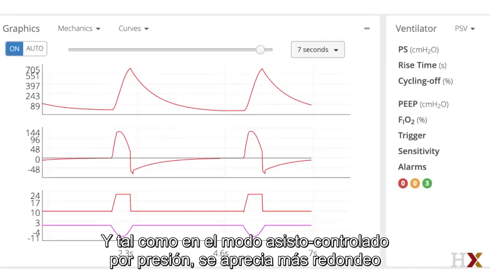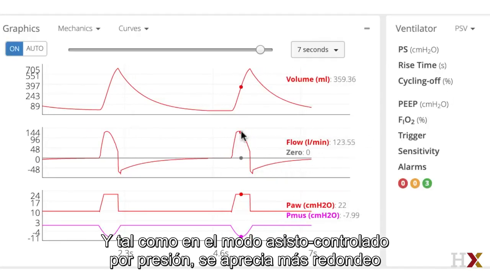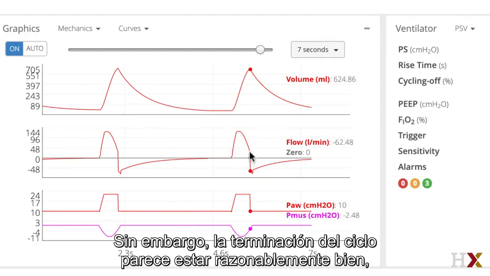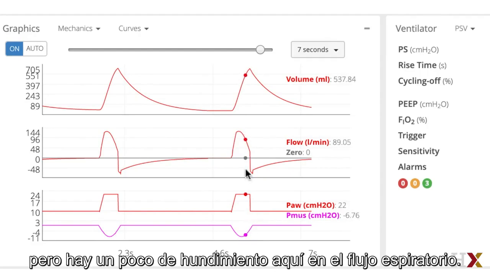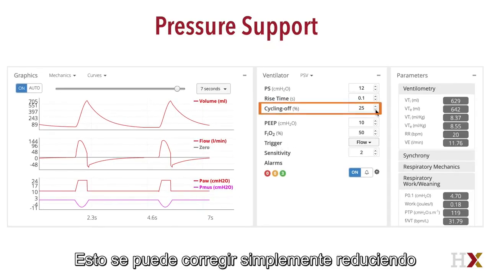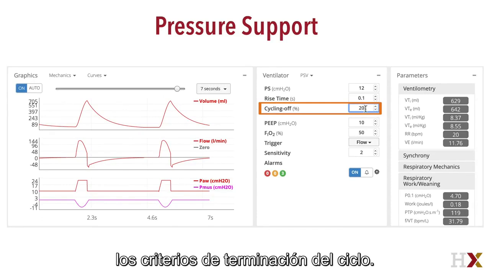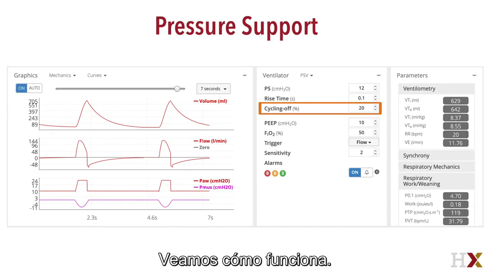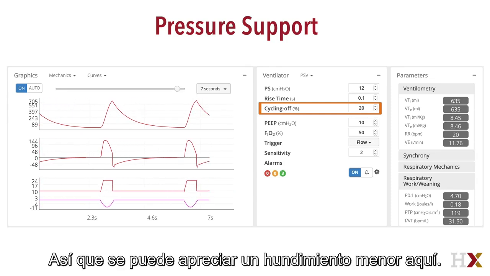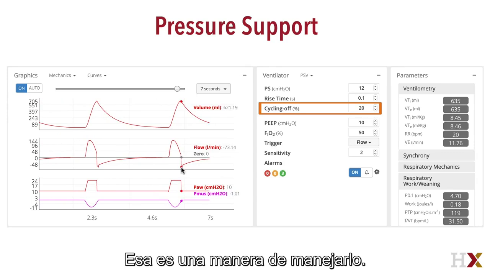And similar to pressure assist control, you just see more rounding in the flow waveform here. However, the cycling off seems to be still reasonably okay, but there's a little bit of dampening here in the expiratory flow. This can be addressed by simply lowering the cycle off criteria to a lower level. Let's see how that works. So you can see there's less dampening here.